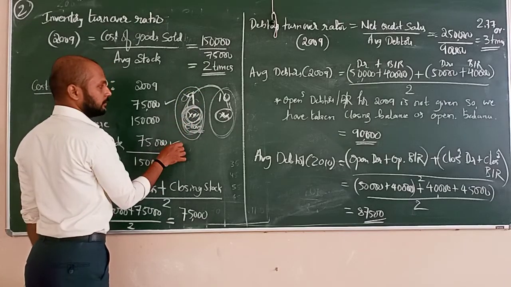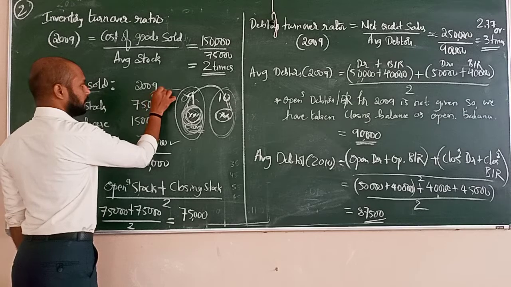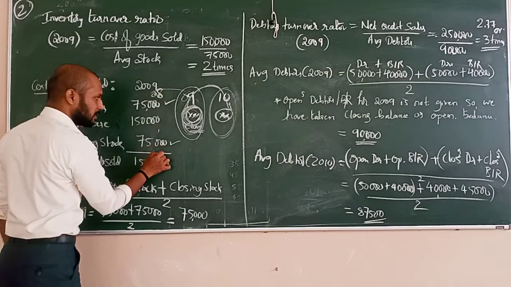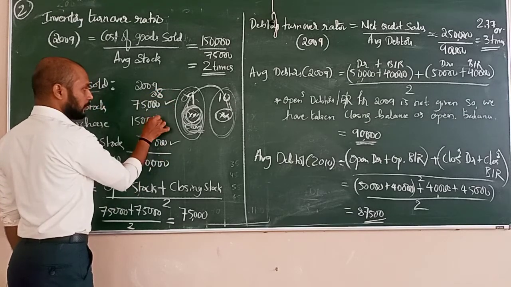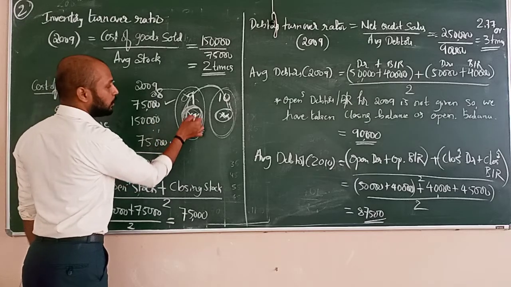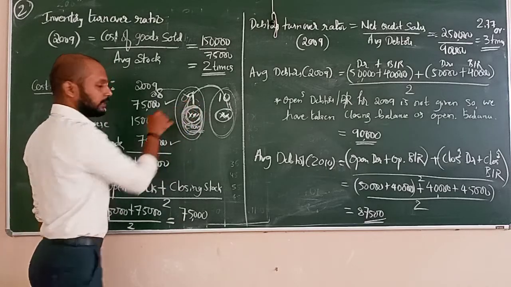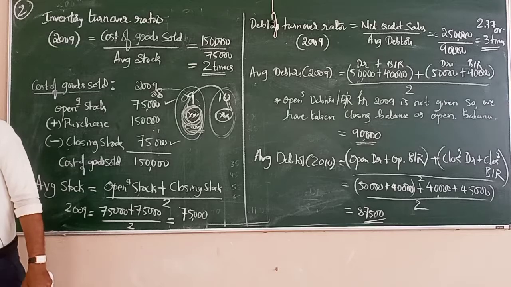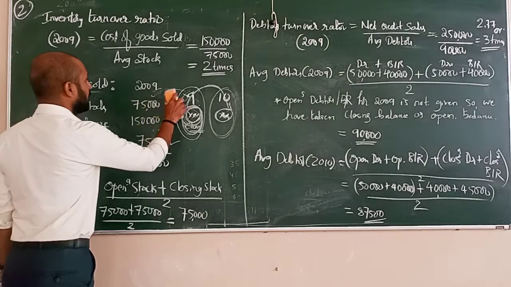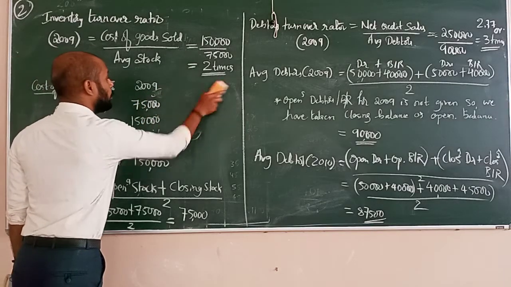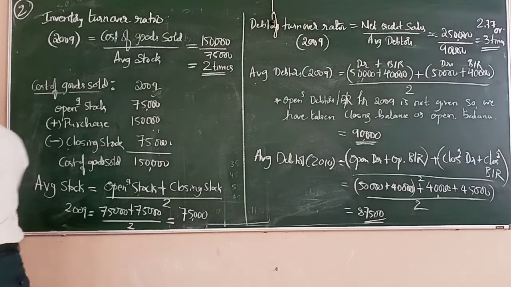If they have given 2008 balances, we would have taken the balance of 2008 as closing balance, sorry, opening balance of 2009. So for that sake, there is no opening balance for 2009 given in the question. So how to calculate opening balances for the calculation of cost of goods sold?